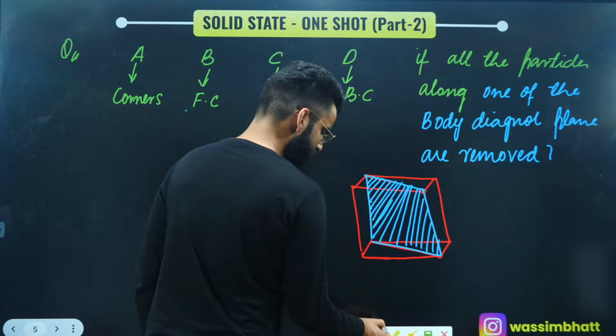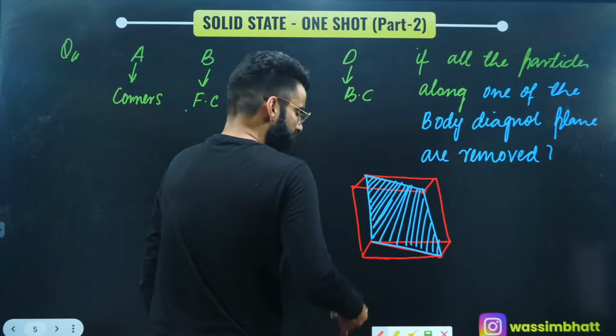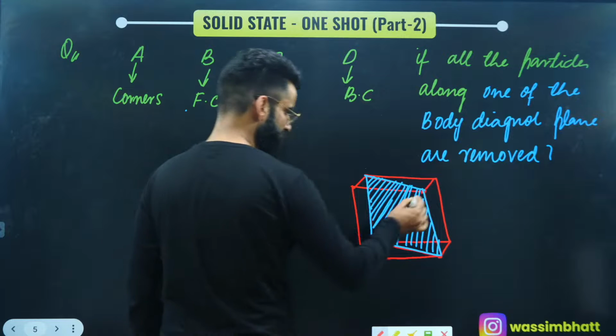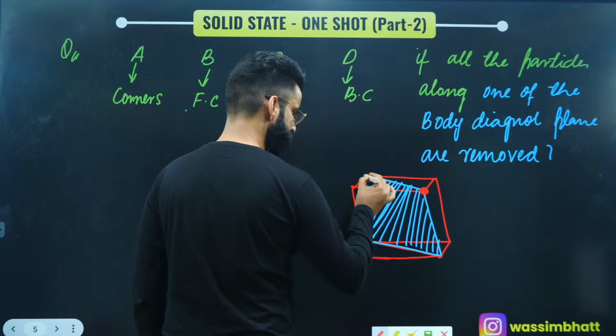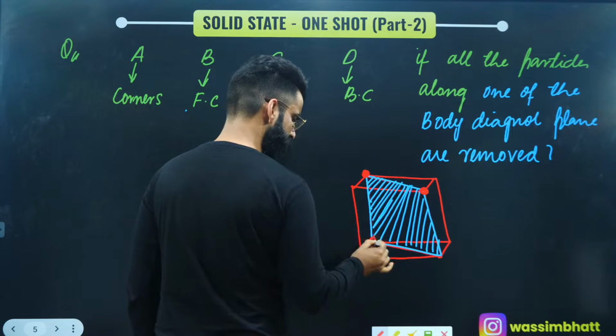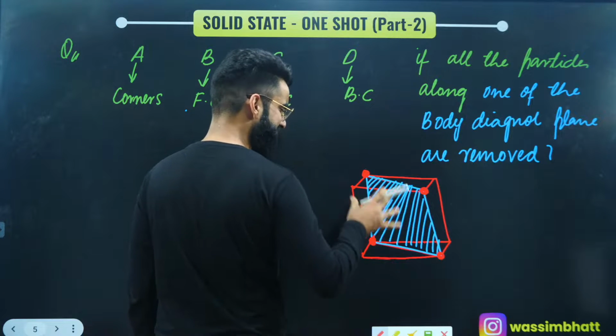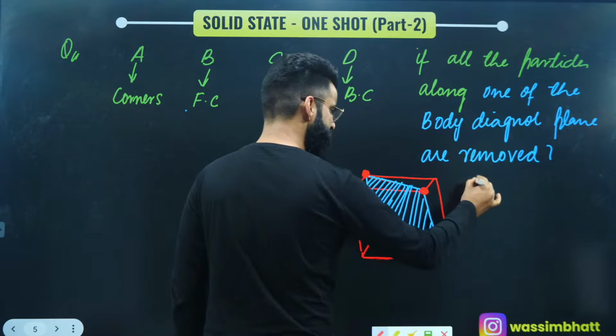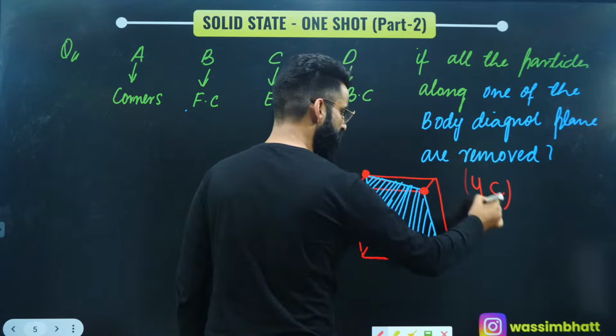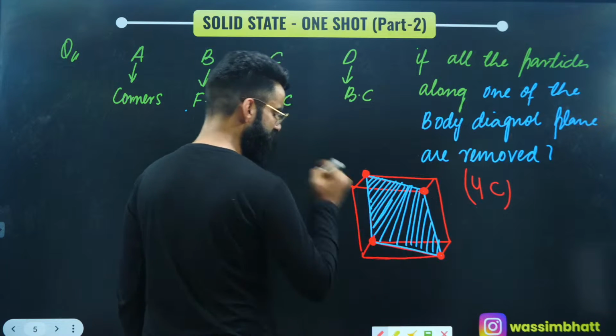See guys, first thing, which all particles lie along this body diagonal plane? This corner particle, this corner particle, this corner particle, and this corner particle, right? So these 4 corner particles lie along this body diagonal plane. So basically, you are removing 4 corners.